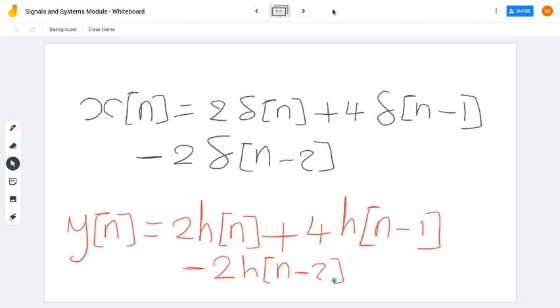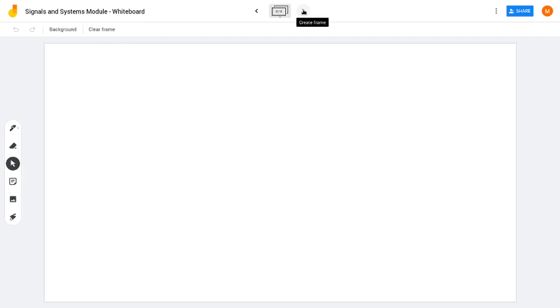Now, what allowed us actually to deal with each impulse separately, generate the output corresponding to each impulse separately and then add them? It is the linearity. If you remember from the previous chapter, a linear system would allow us to deal with each component of the input individually and add the corresponding outputs. So now y of n is actually 2h of n plus 4h of n minus 1 minus 2h of n minus 2. And if you take a closer look at this expression, this is actually the convolution sum. So let's see how is that.